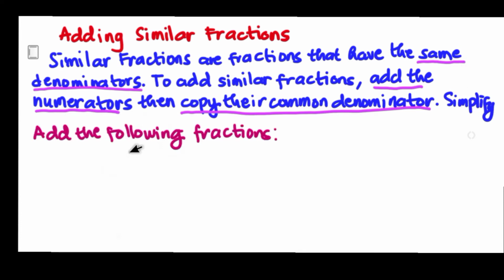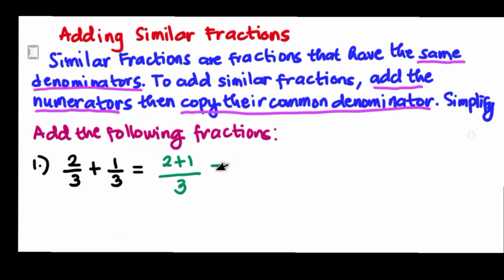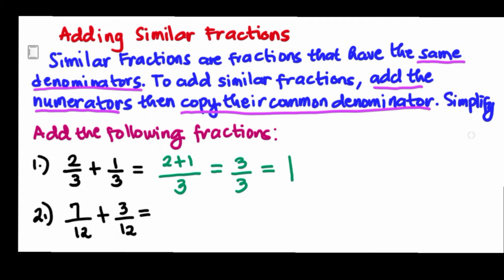So, let's have a few examples. Let's add the following fractions. Number 1. 2/3 plus 1/3. I-add daw po natin yung numerator. So, 2 plus 1. And then, copy natin over, ano yung common denominator? 3. Parehas silang 3, so kakopyahin natin yon. So, 2 plus 1 is equal to 3, 3 over 3. Pag sinimplify po natin yan, yung 3 over 3, or 3 divided by 3, the answer is 1.